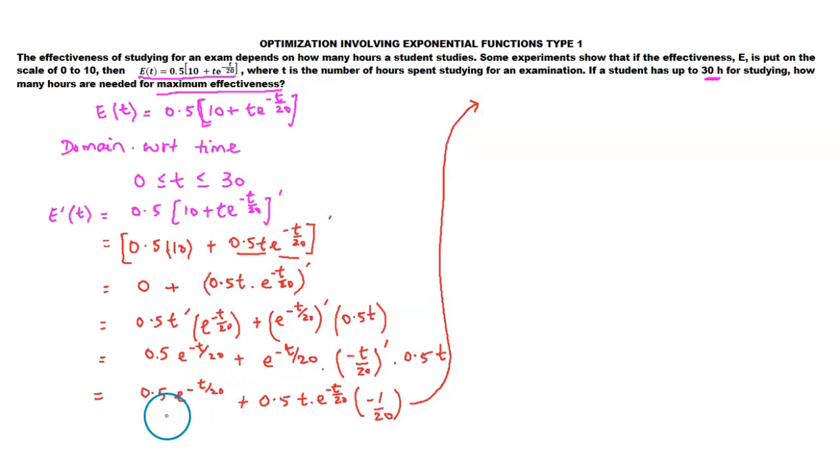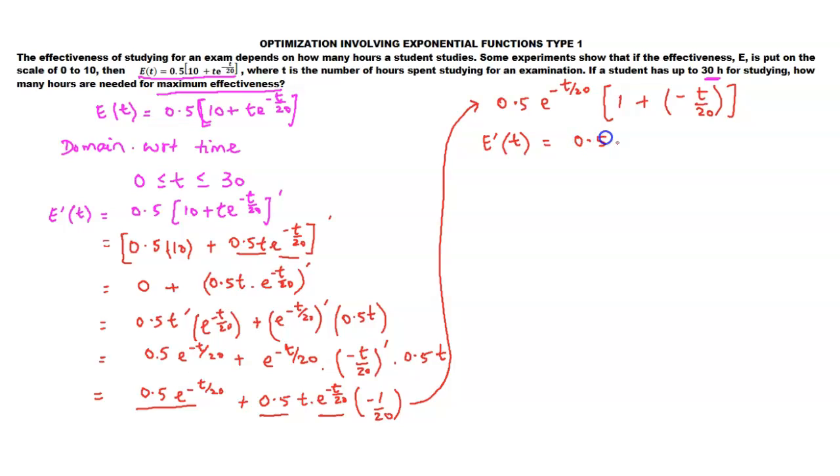I can take this out as common. I have 0.5 e to the power negative t over 20 here, and 0.5 e to the power negative t over 20 here as well, so I can take that out as common. I'm left with 1 from the first factor, and minus t over 20 from the second factor. So my derivative of effectiveness finally is 0.5 e to the power negative t over 20 times 1 minus t over 20. I have got my equation.